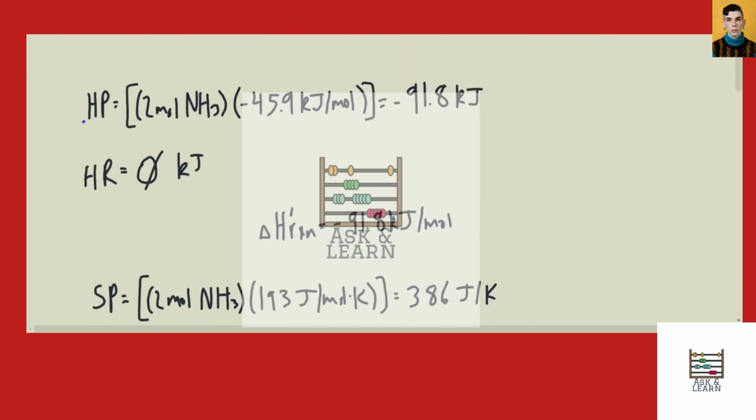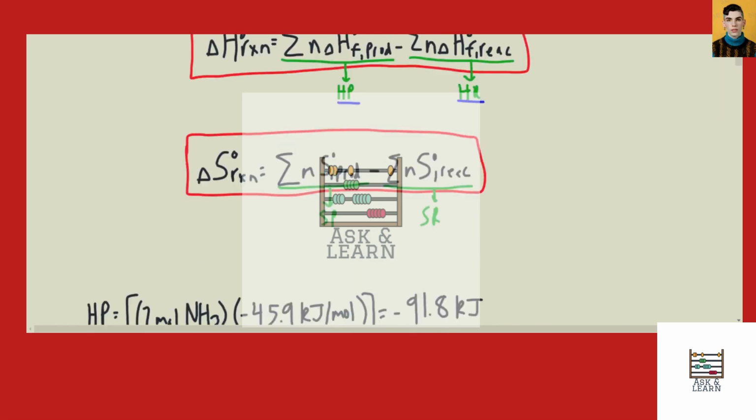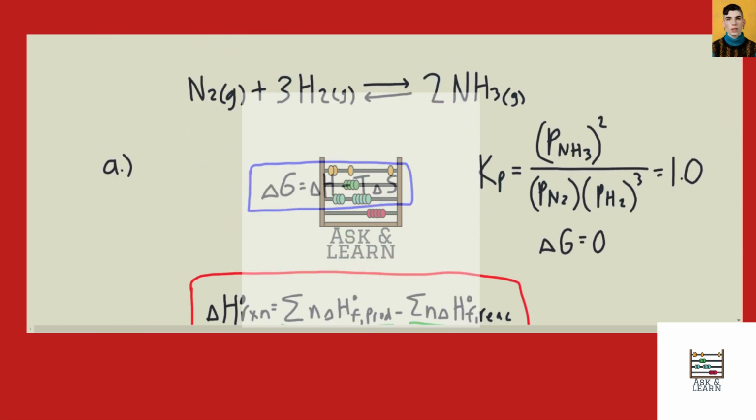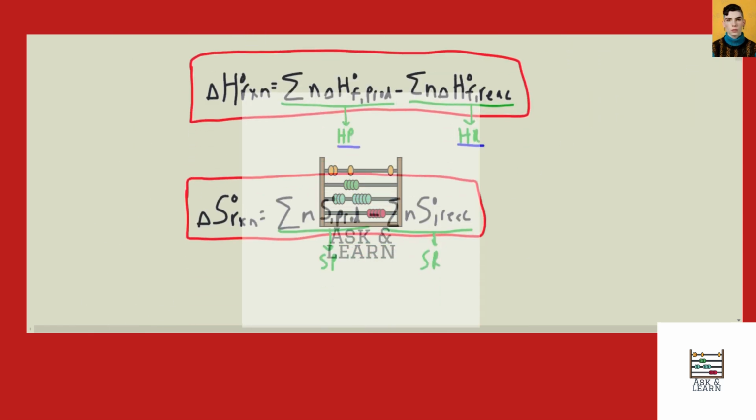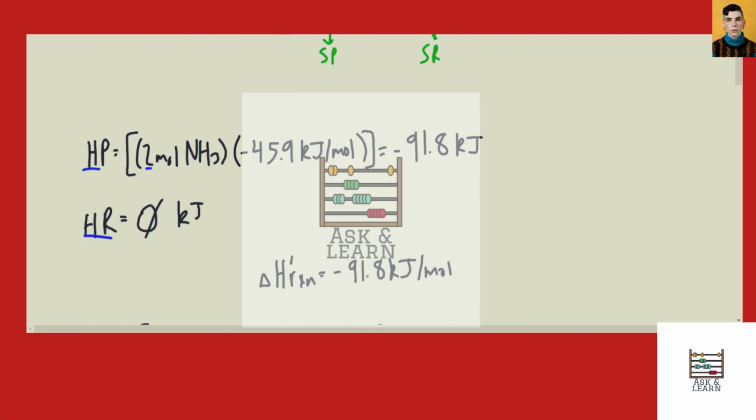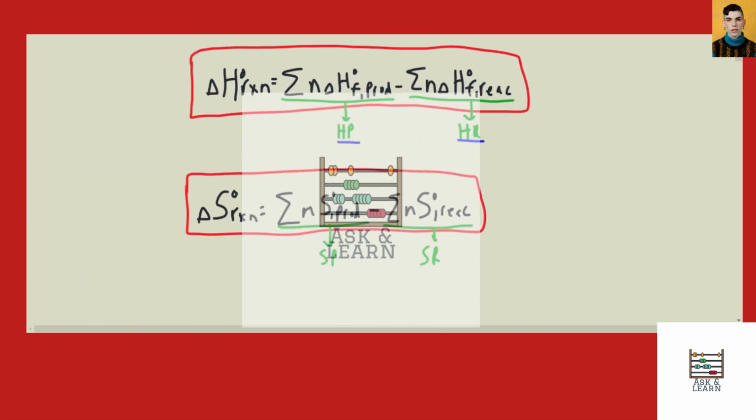Starting with the products, we see that 2 moles of NH3 is the only product being formed. So that's 2 moles of NH3 multiplied by its delta H of formation value at standard conditions, which we can look up in the appendix. And when we multiply those two values together to cancel units of moles and yield kilojoules as a total energy unit, we get that value.